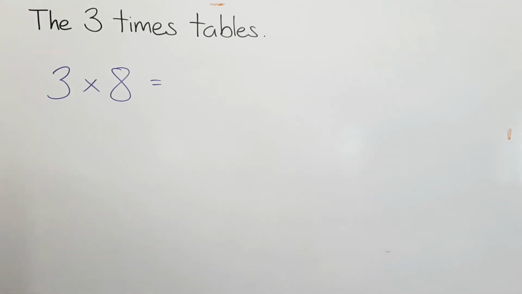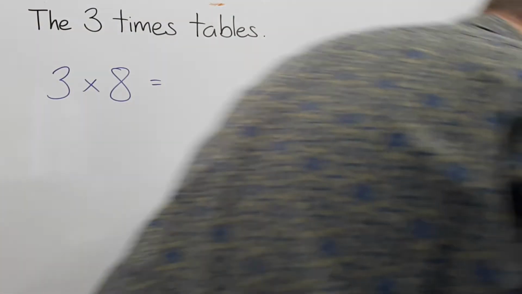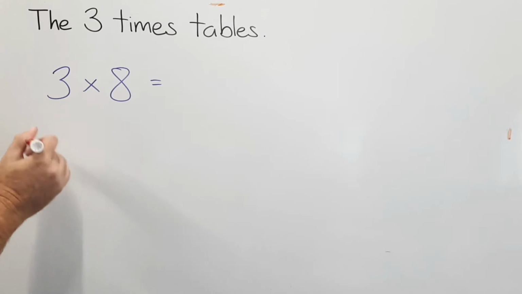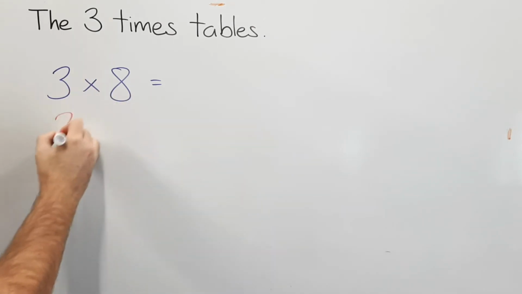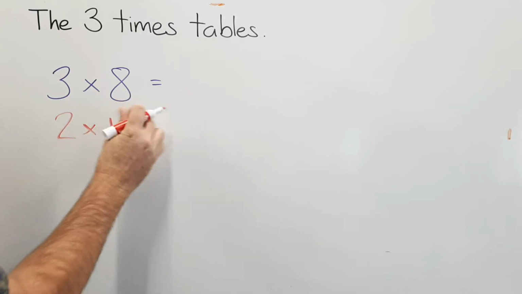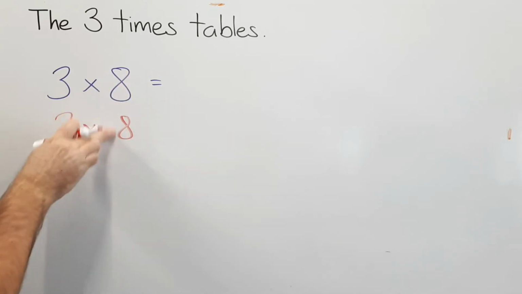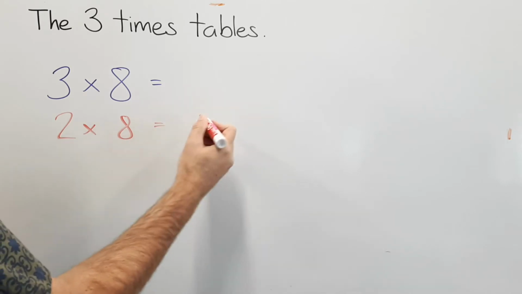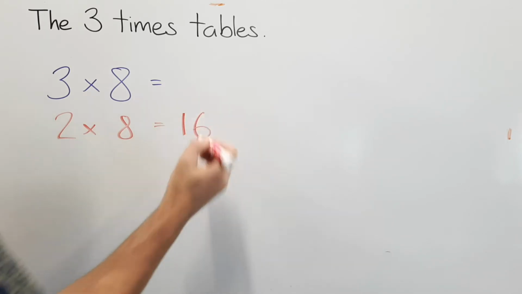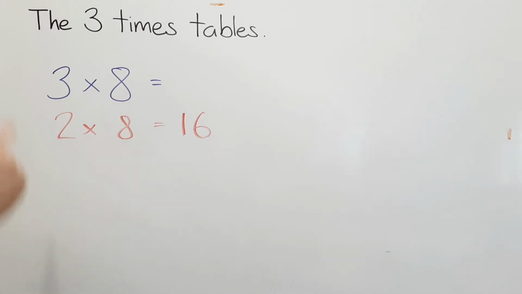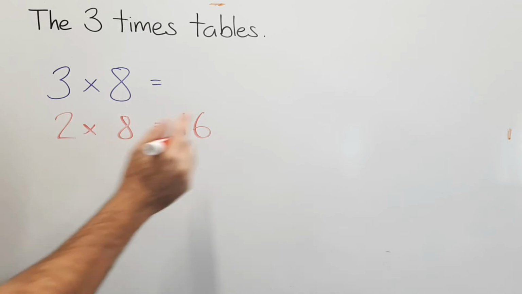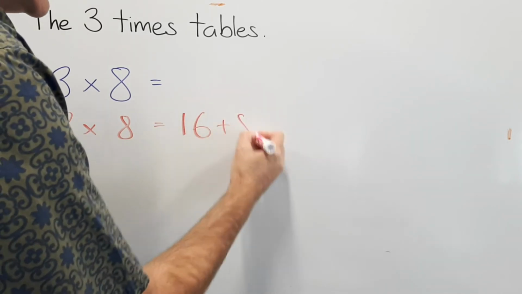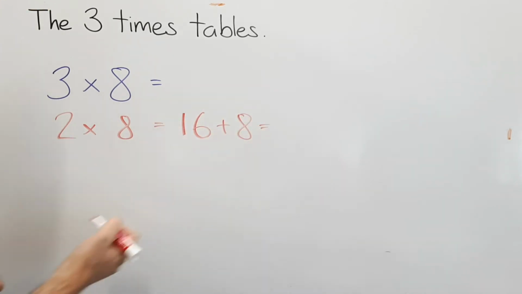So here's a nifty little trick you can try that works really well. Think of your 2 times table. You know 2 times 8, 2 times 8 is 16. You know your doubles already. But it's not 3 times. We need another 8. There's another 8 to go around. So that's okay. We just add the 8 on because we need 3 of them.